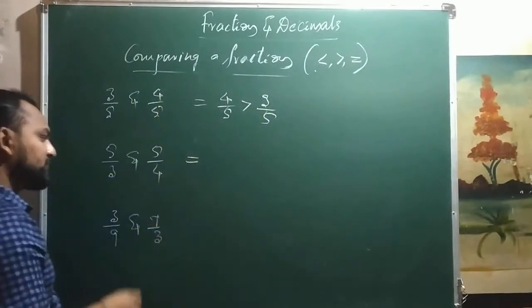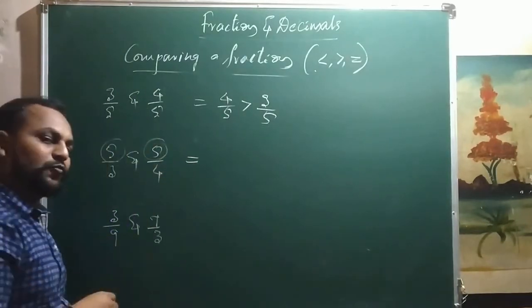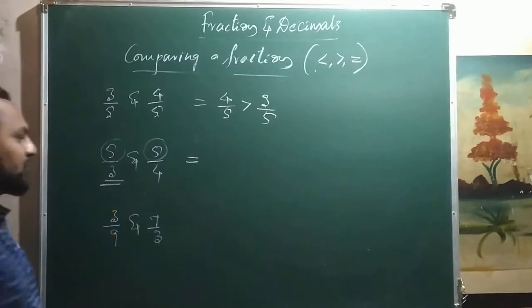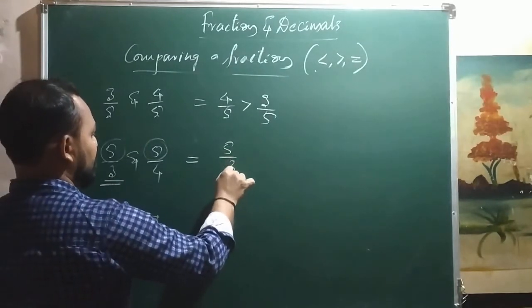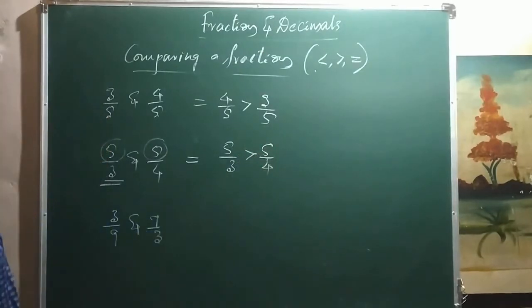Next, with the same numerator, the smaller denominator wins. Which one is the smaller denominator? 3 is the smaller denominator. It means 5 by 3 is greater than 5 by 4.